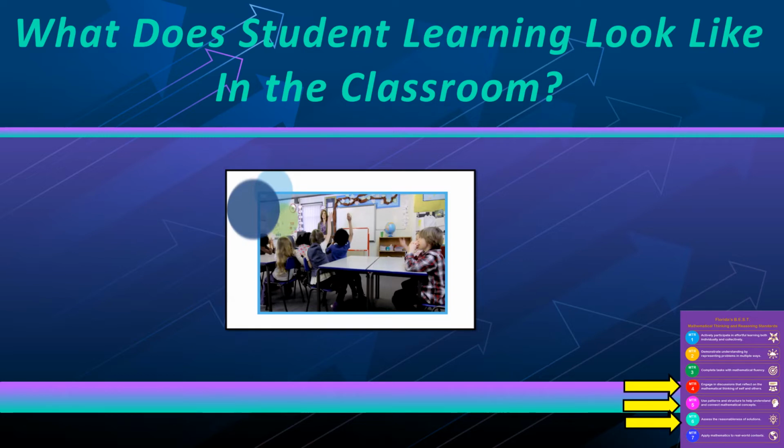Also, MTR 5, which is use patterns and structure to help understand and connect mathematical concepts, is seen when students skip count to determine the value of a collection of bills and coins. Also, MTR 6, assess the reasonableness of solutions, is shown when students reason about and justify whether solutions to problems make sense, as well as justify the operation used to solve a problem.